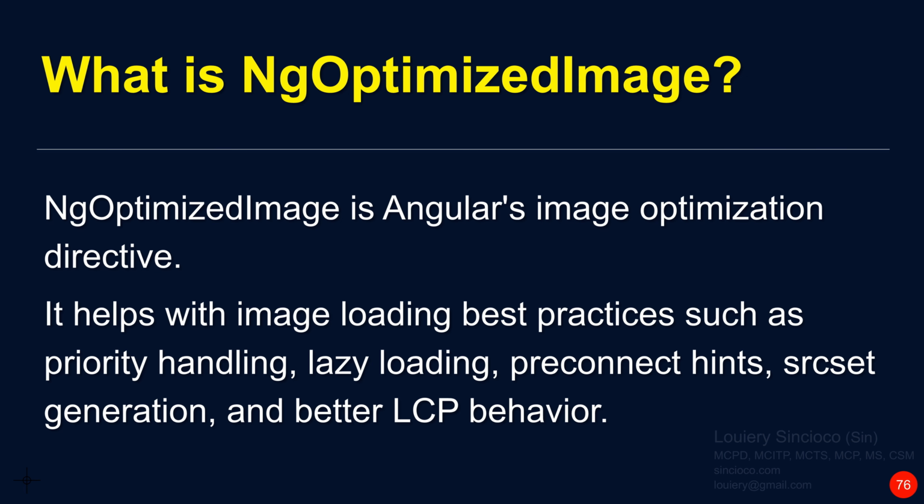What is NgOptimizedImage? NgOptimizedImage is Angular's image optimization directive. It helps with image loading best practices such as priority handling, lazy loading, preconnect hints, srcset generation, and better largest contentful paint, or LCP, behavior.